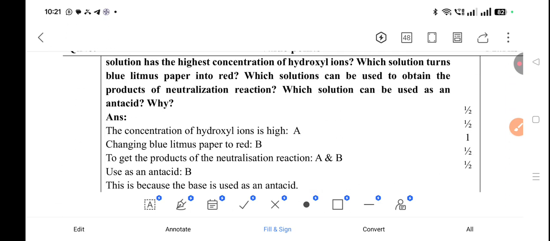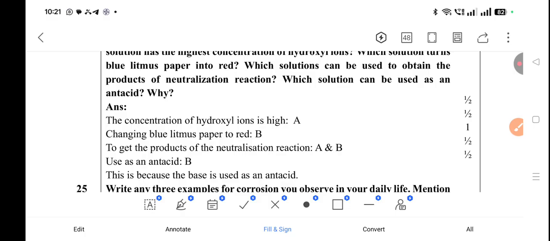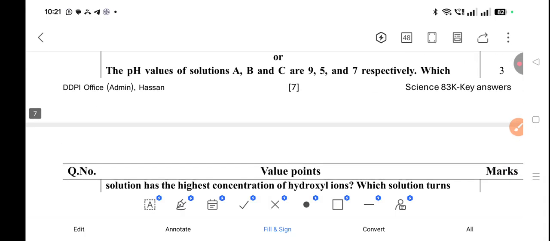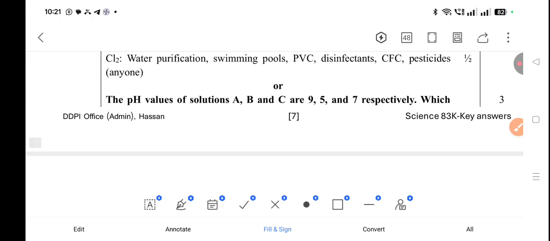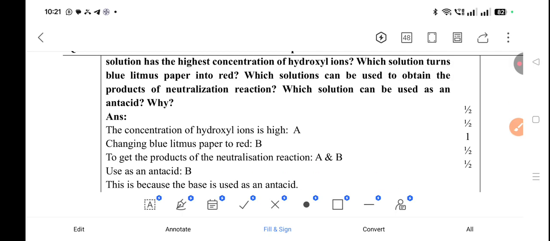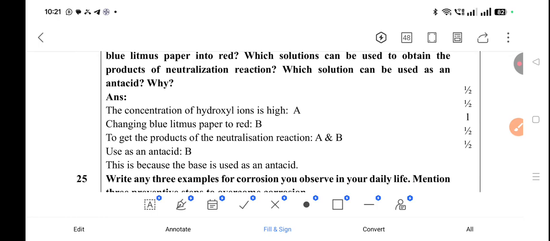The next one: changing blue litmus paper into red, which one? B. Why B? Because its pH is 5. Whatever substances have a pH less than 7 are all acids. That's why whatever acids are there change blue litmus paper into red. That's why here the answer is B.